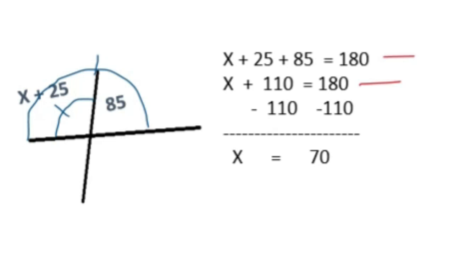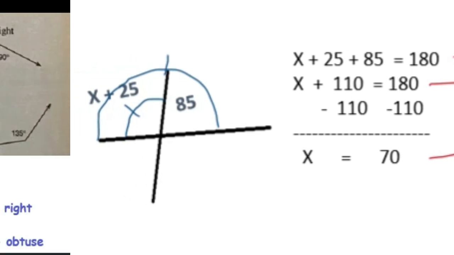So if we add our constants together, on the left side we have x plus 110 equals 180 degrees. Now we want to have our variable on one side and our constant on the other, so we're going to subtract 110 from both sides, and then we are left with x is equal to 70. Again, linear pairs are a straight line and they equal 180 degrees because it's supplementary.